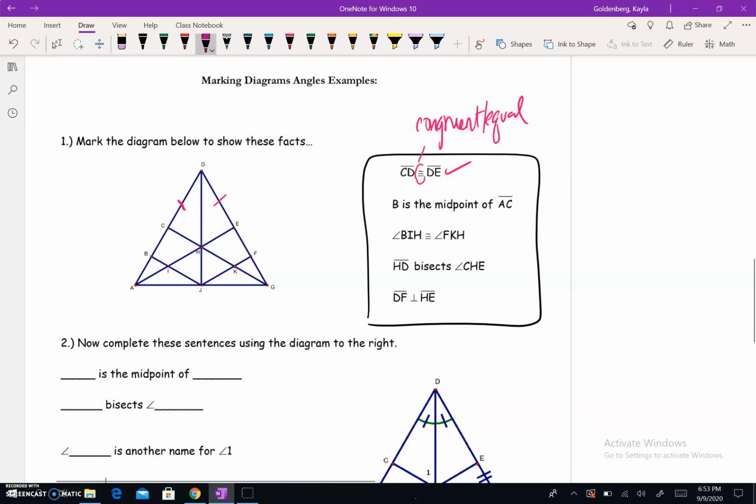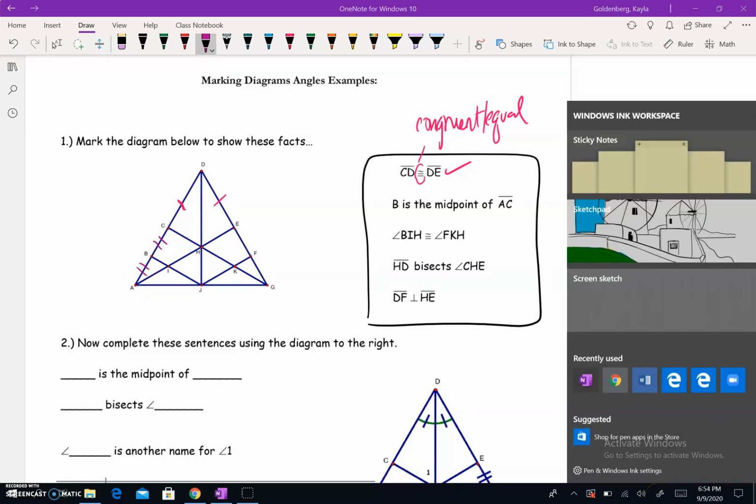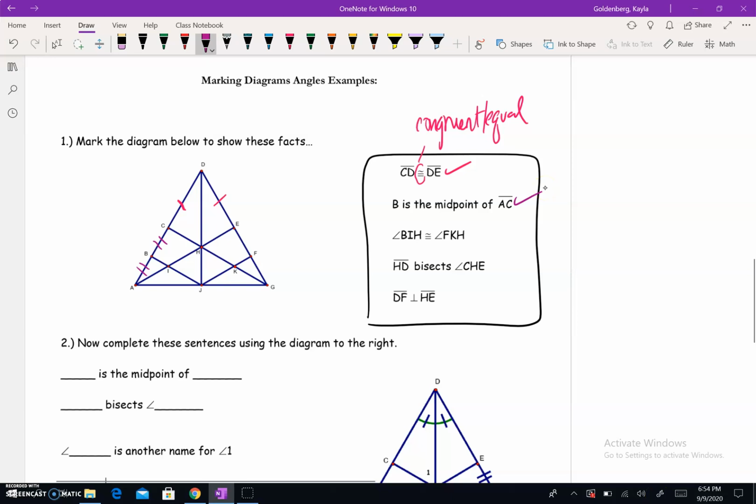The next one is B is the midpoint of AC. So I'm looking for AC. AC is like right over here. So B is right in the middle, so I'm going to mark that each side, on either side of B, is equal with 2 tick marks this time.